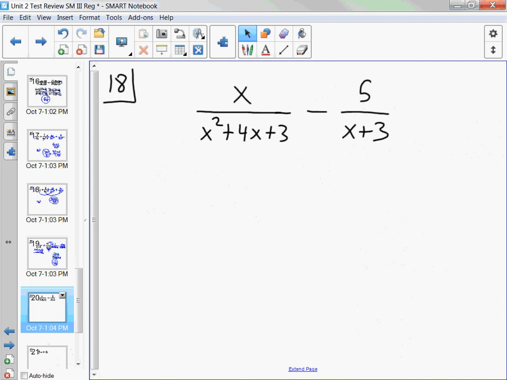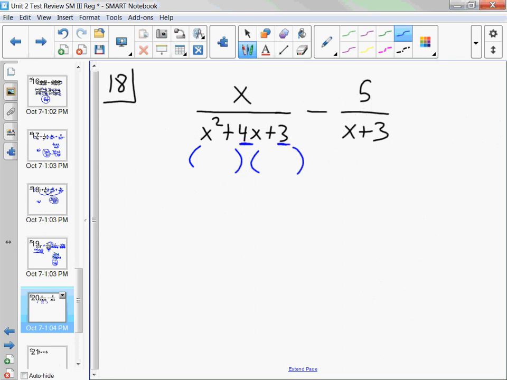Another subtraction problem. Right here, I got to factor this denominator so I can see. I'm looking for two numbers that multiply to get 3 and add together to get 4. And that would be x plus 3 and x plus 1. 1 times 3 is 3 and 1 plus 3 is 4. And I look at my common denominator. Take every factor, x plus 3 and x plus 1. And even though it's x plus 3 again, I don't do it a second time because it's listed already in the first one. So this first fraction is going to stay the same.